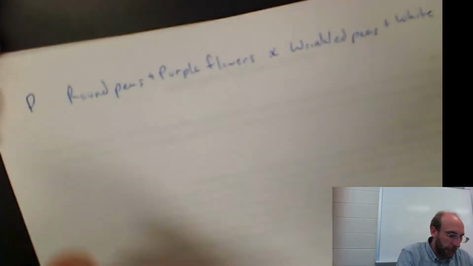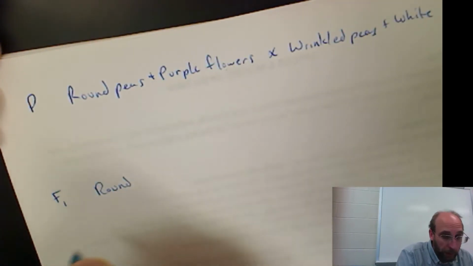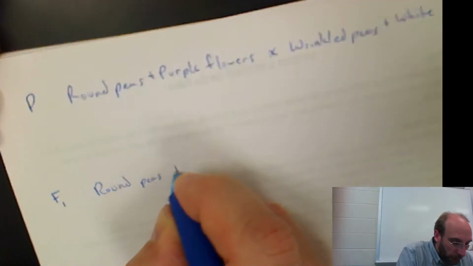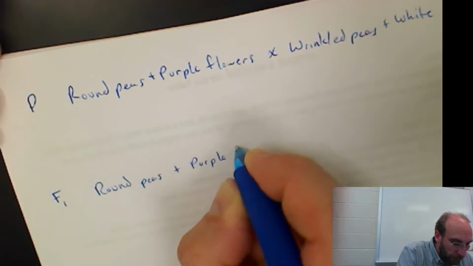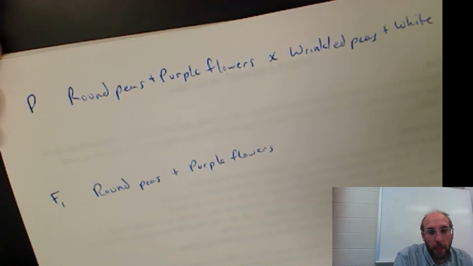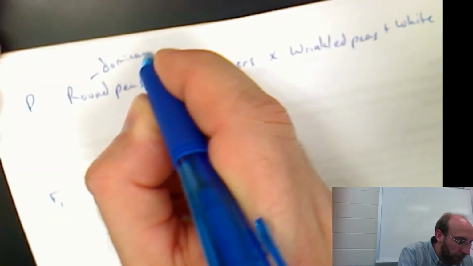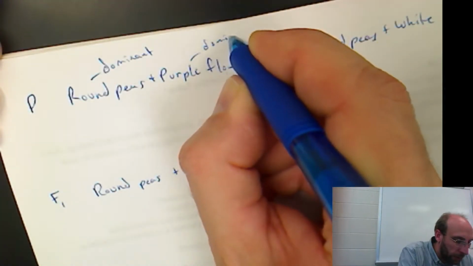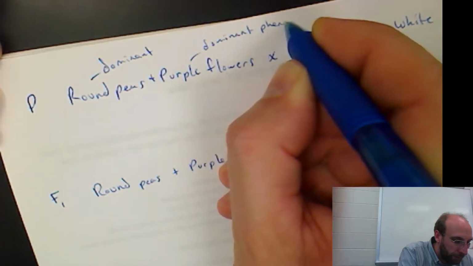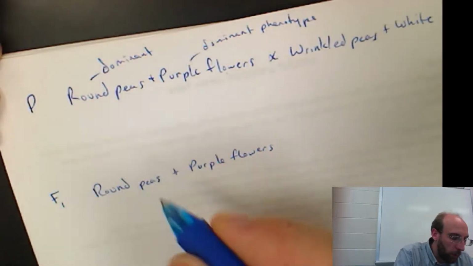We mentioned, first of all, that the F1 would look round or have round peas and purple flowers. So since we see both of those characteristics in the offspring, we know round is the dominant phenotype and purple is the dominant phenotype. In the parent generation, they're both true breeding, so they were homozygous.